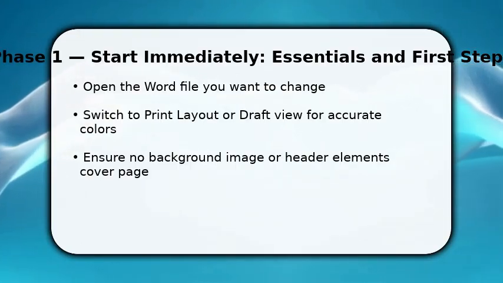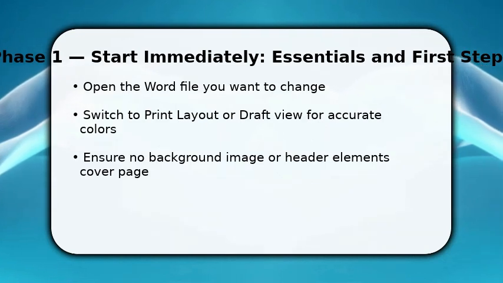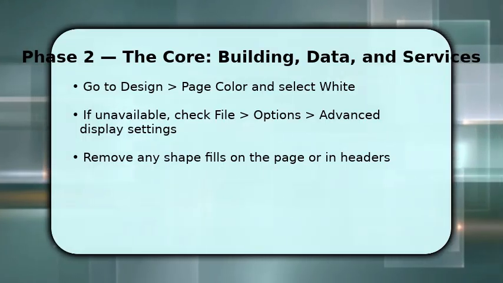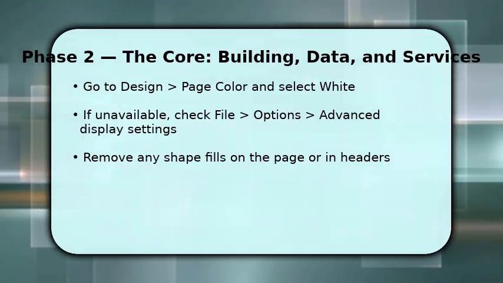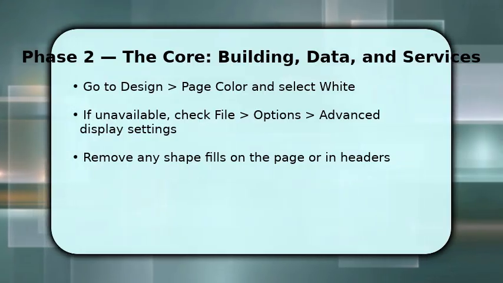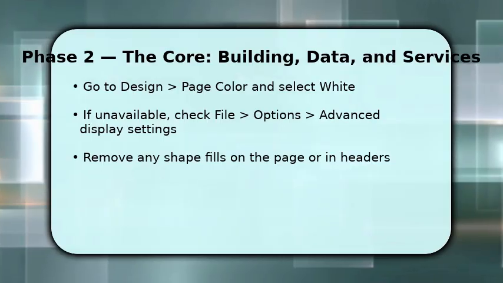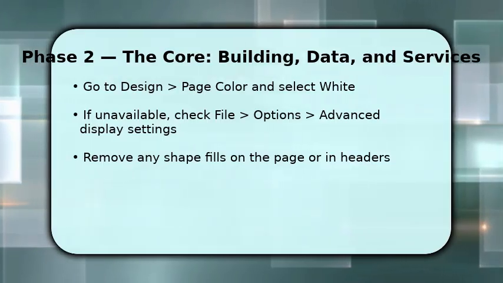Now, change the page color directly. Go to Design, then Page Color, and pick white. If the option is grayed out, open File Options and confirm you're not in read mode. Also check Advanced Display Settings for background display. If a shape or text box is acting as a background, select it and choose No Fill.